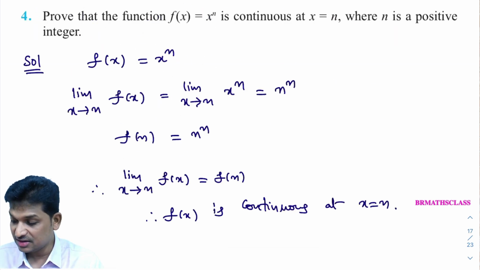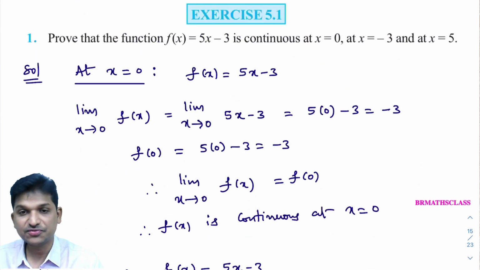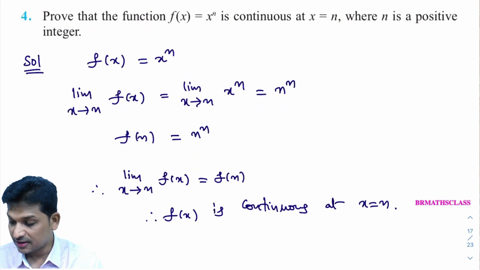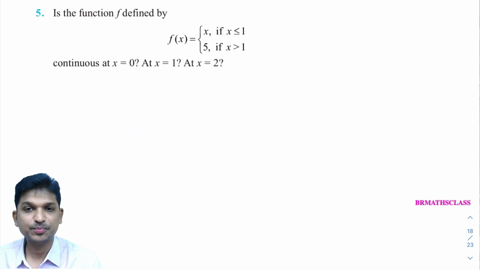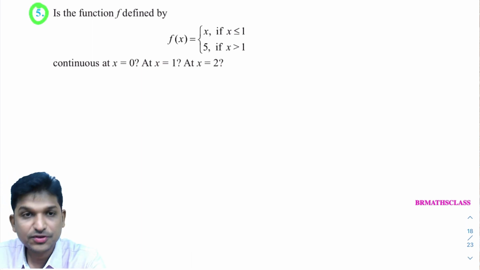Okay, in the last class we did this fourth problem, this second problem and this first problem. A total of 3 problems we completed till now in this continuity and differentiability. Okay, fifth problem. See here, fifth question. What is the fifth question?